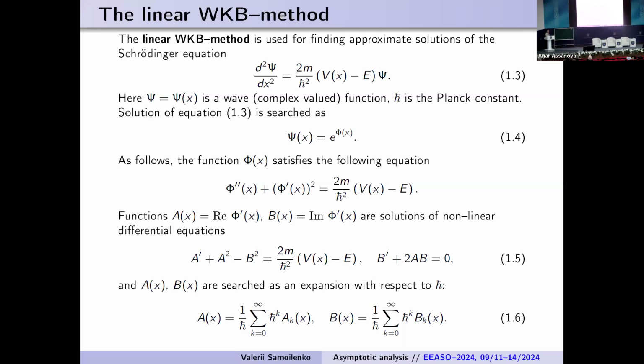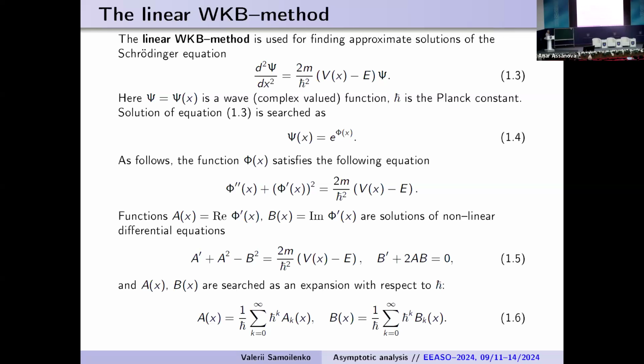If you consider Schrödinger equation number 3, and according to this method, the WKB technique, you will seek a solution in the form of 4, and you receive a nonlinear equation instead of linear equation number 3.